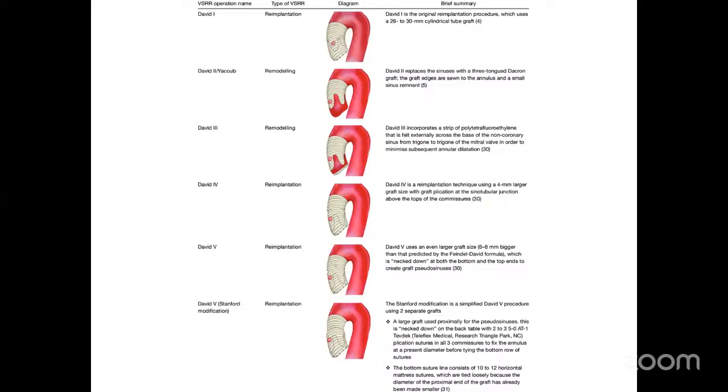Apart from the Yacoub procedure, in all the David procedures here, the only difference is the conduit size, right? Apart from the last one, which contains two grafts. Yes, the David 5, the Stanford modification, uses two separate grafts, one smaller distal and one larger proximal. The other types only increase the size, right? They increase the size proximally and distally.